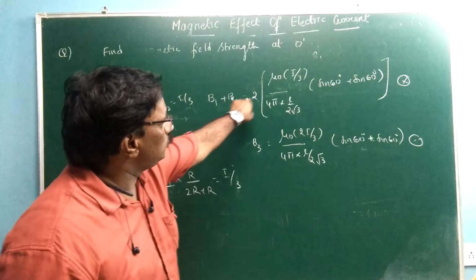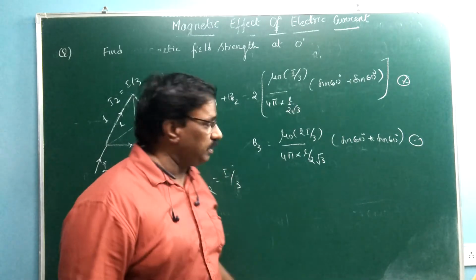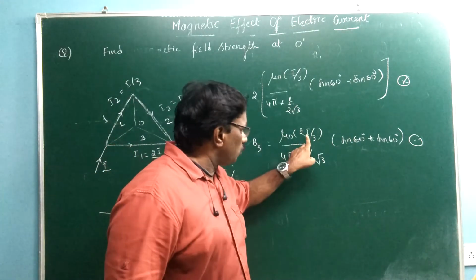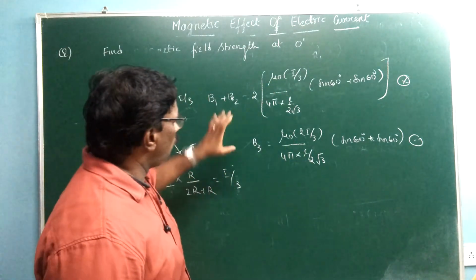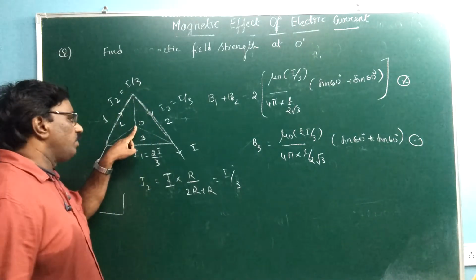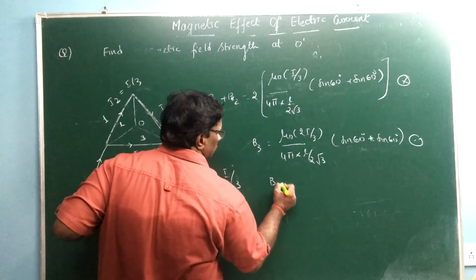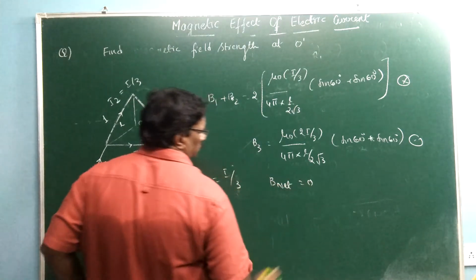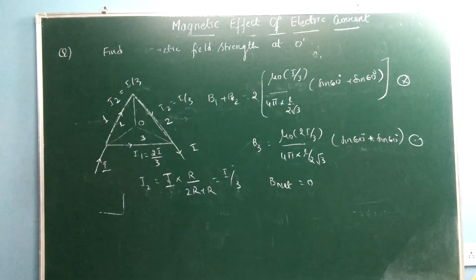Here you got 2 times mu0 I by 3, 4 pi into L by 2 root 3 sine 60 plus sine 60. Here also we got the same, but here the 2 is inside. If you take it out, this and this become the same. So both are creating the same magnetic fields but directed opposite. So the net magnetic field at O is 0. So B net is 0. Understood? So B net is 0 in all the 3 cases.